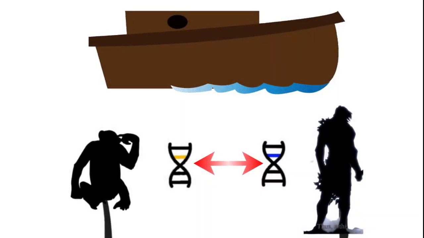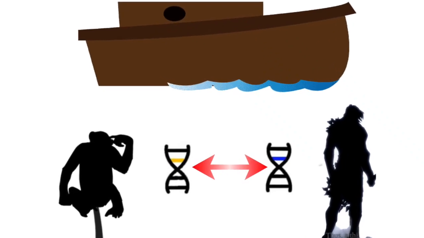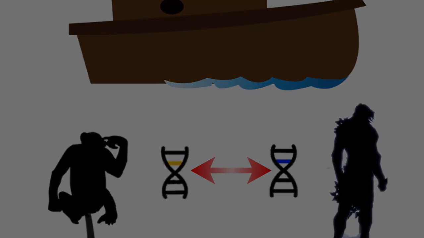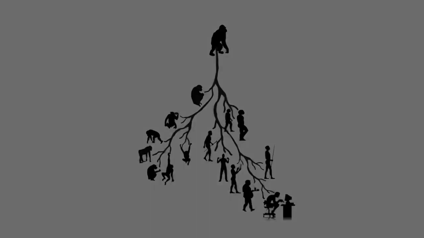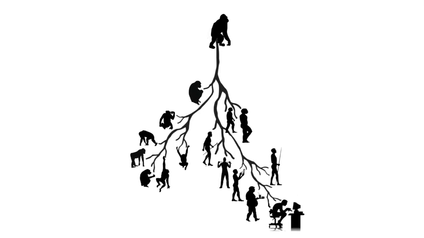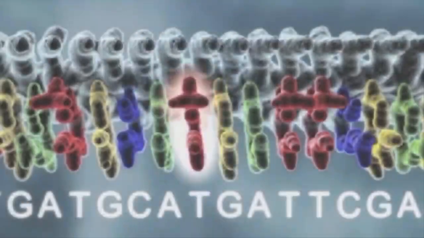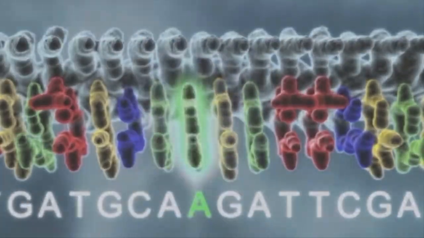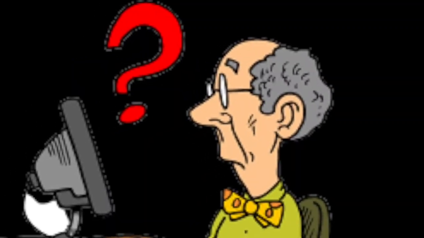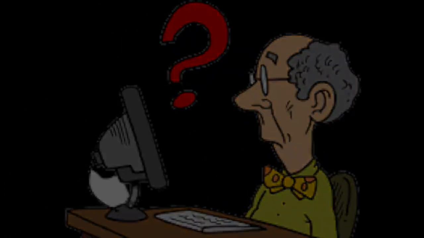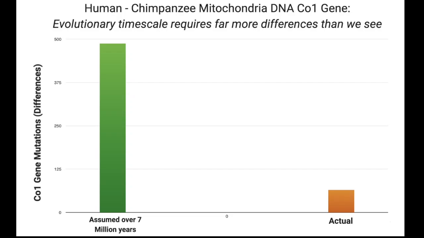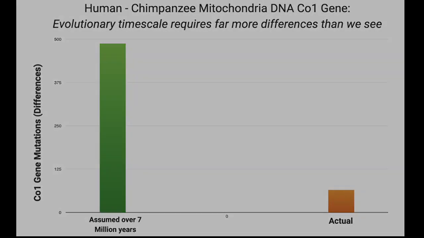Because all we have to do is look at genetic similarity at the time when the bottleneck occurred. What would we expect to see if 7 million years had really passed between a split between humans and primates, with what we know about the mutation rate and how fast it is? Well, evolution has a huge problem, because we see far too few differences over a 7 million year time frame. Think about it like this.